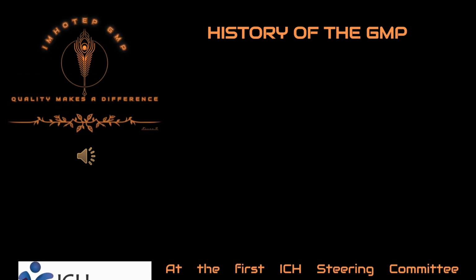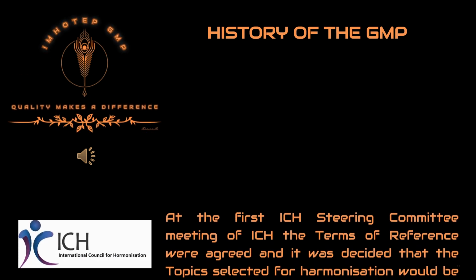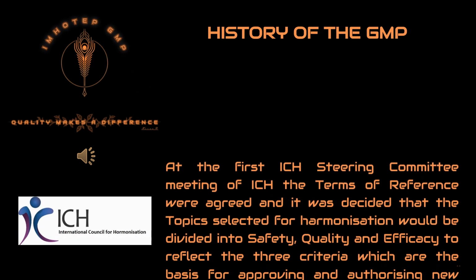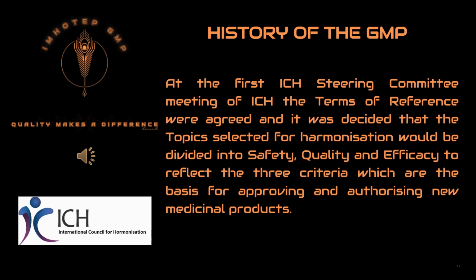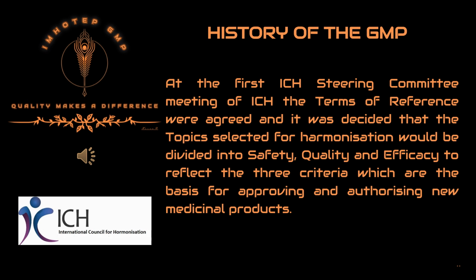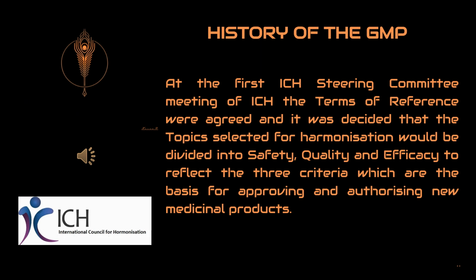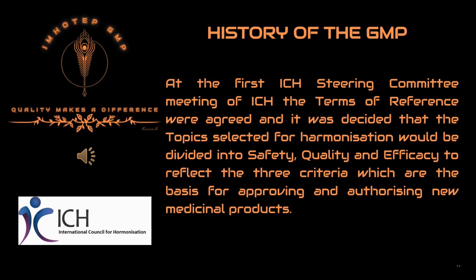At the first ICH Steering Committee meeting of ICH, the terms of reference were agreed and it was decided that the topics selected for harmonization would be divided into safety, quality and efficacy to reflect the 3 criteria which are the basis for approving and authorizing new medicinal products.